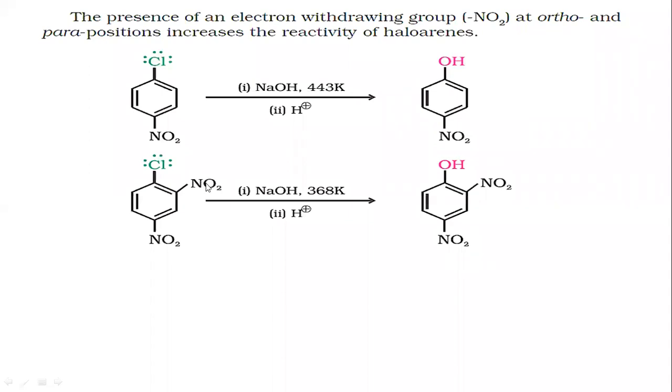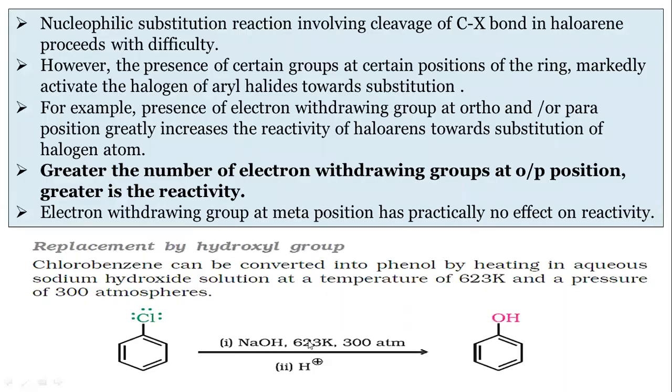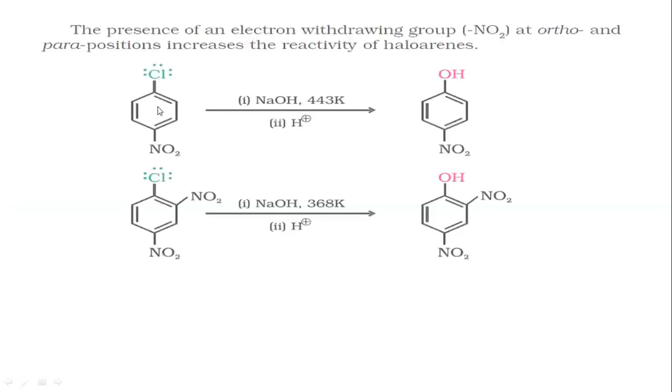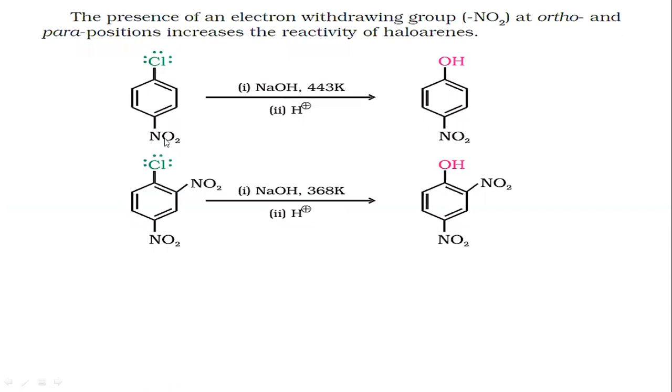See here in this reaction there are two NO2 groups. So with two NO2 groups, see the temperature required is very less. Here is only one NO2 group, see the temperature is 443. And see here there is no NO2 group, see the temperature is 623. Means अगर इलेक्ट्रॉन विड्रॉइंग ग्रुप अटैच नहीं किया है तो टेम्परेचर ज्यादा लगेगा ये क्लोरीन रिमूव करने के लिए. तो इस एग्जांपल में आप देख सकते हैं क्लियर कट NO2 ग्रुप is there.